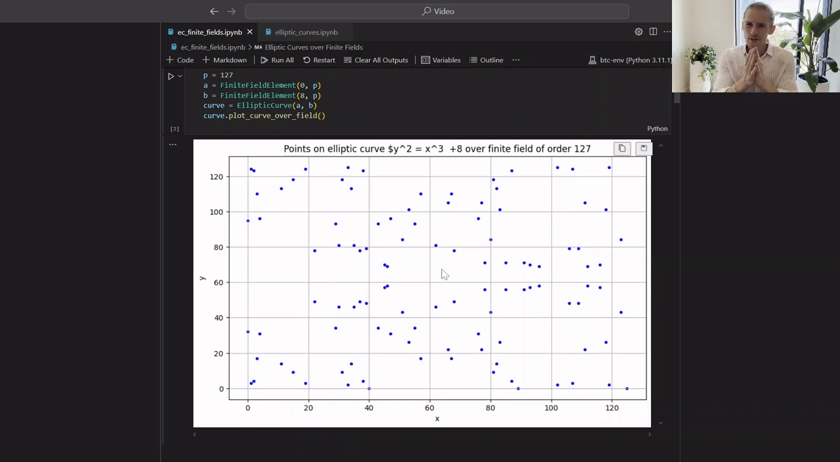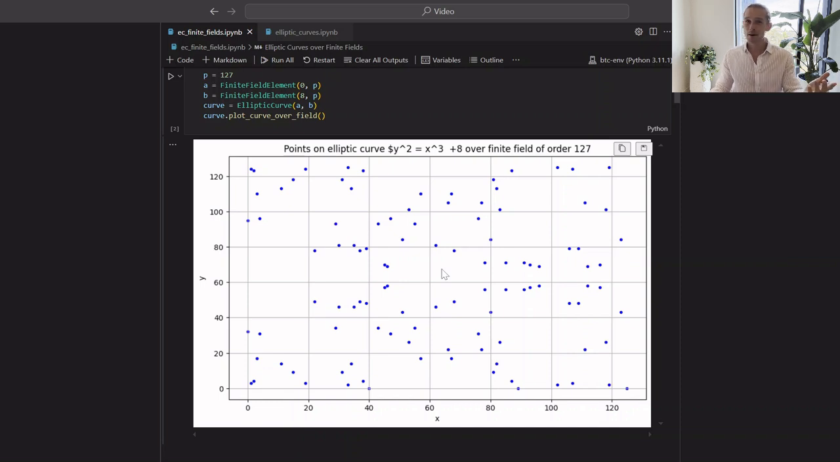Now, why is all of this the case? Why does this look the way that it looks? Why don't we have a smooth, continuous graph or curve anymore? Why do we only have a few points in a scatter plot and that is the entire elliptic curve? Now, the reason for that is that we're not dealing with real numbers and a coordinate system with real numbers here anymore. We're dealing with finite field elements.